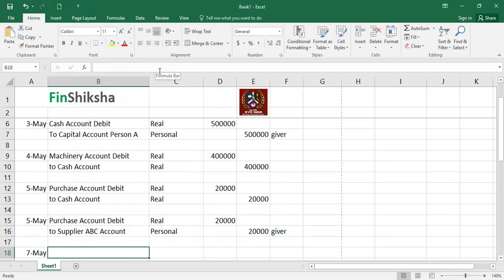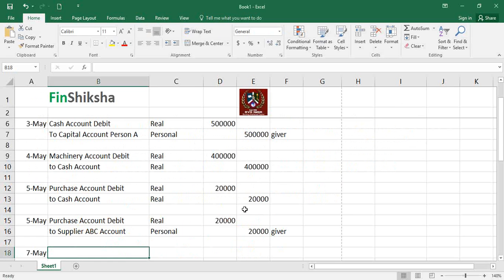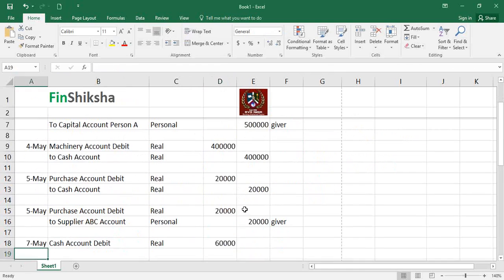On the 7th of May, the next transaction happens: sold goods worth 60,000 on cash, right? So you basically sold goods on cash to the client. Now, when you sell goods for cash, cash account gets debit, real. Why? Because you receive 60,000.